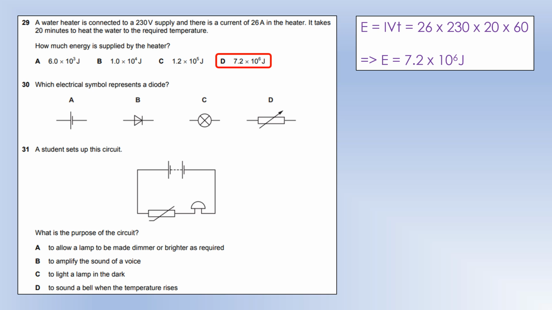Which symbol is a diode? That's B. You just have to know that. A student sets up this circuit.